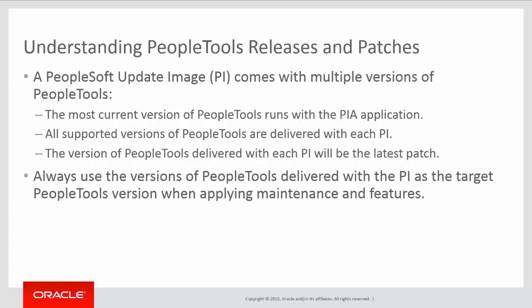So for example, if your application is on Tools 8.5.3, then use the PeopleTools 8.5.3 version that's included in the update image. Similarly, if your application is on 8.5.4, use the 8.5.4 version that's delivered in the image. Knowing how tools releases are used and pointing to the proper tools version is an important step that can make your updates go smoothly without requiring tools version or patch upgrades.